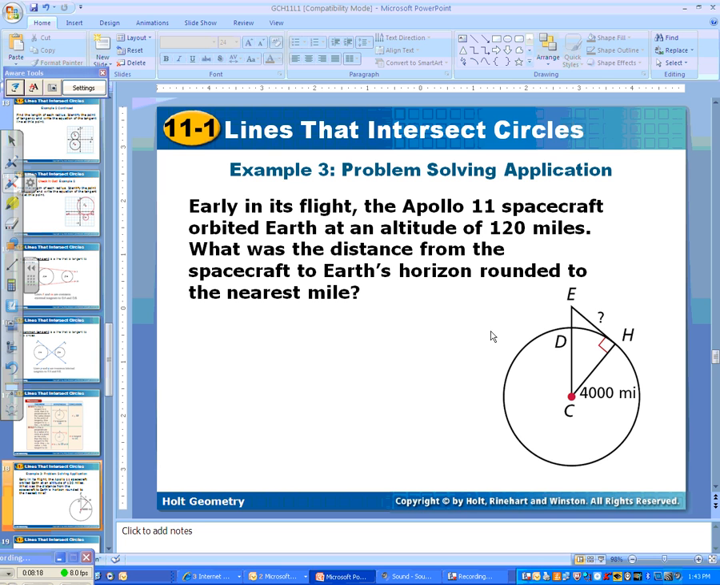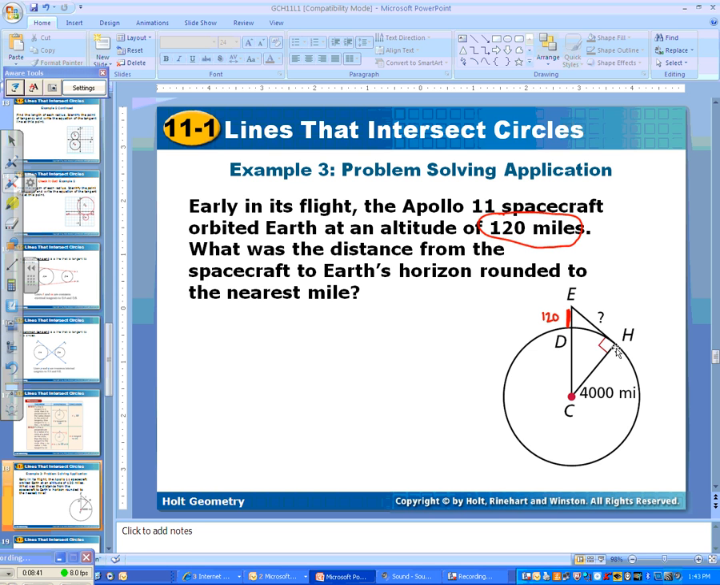So what we're looking for in these problems, when it says altitude is 120 miles, sometimes I'll give you a picture and sometimes I won't. This time I'm being nice and giving you a picture. They're talking about this. This is the altitude right here. Okay? And I'll usually tell you what the radius is. In this case, I'll give you 4,000 miles. And we want to know what's the distance to the horizon.